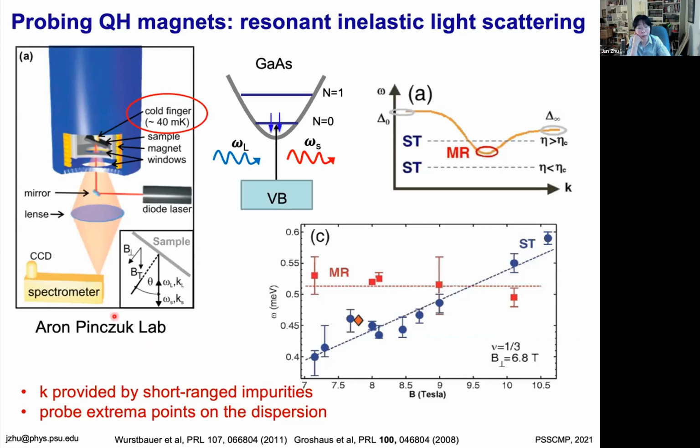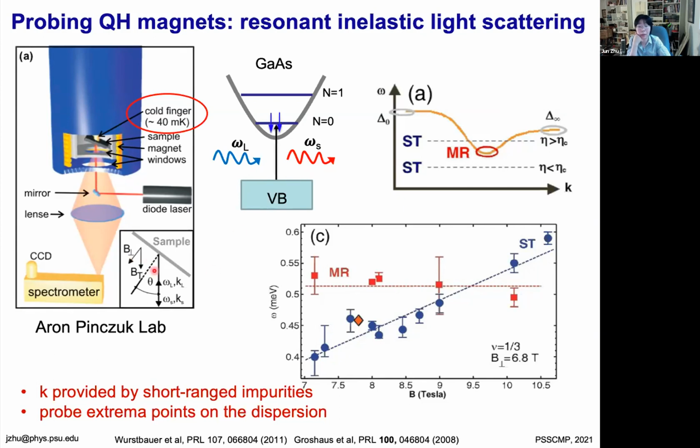So what Aaron has developed is a Raman scattering that works in a dilution refrigerator, a scheme that uses resonant pumping, uses the band gap of gallium arsenide to pump the photons and then track the energy of the outgoing photon. So here you have the energy resolution from these incoming and outgoing photons.